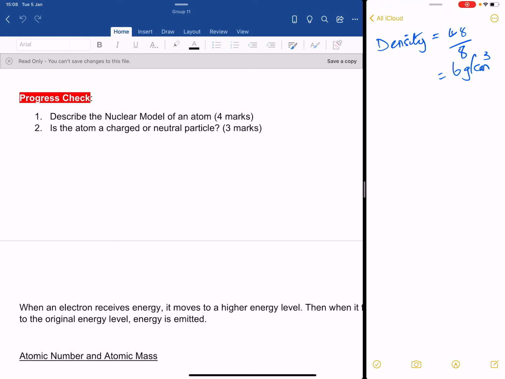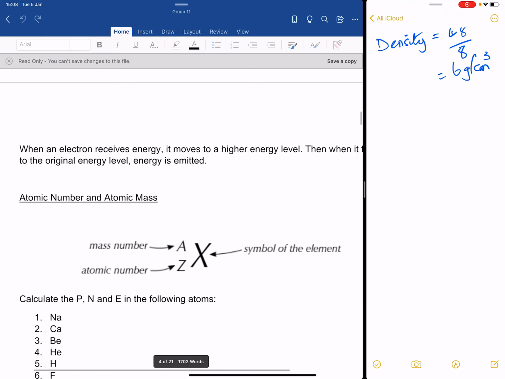Number 2: is an atom a charged or neutral particle? Well, an atom is a neutral particle, and the reason for that is because the number of protons, which have a positive charge, equal the number of electrons, which have a negative charge. So the positive charges cancel out the negative charge, making an atom neutral.